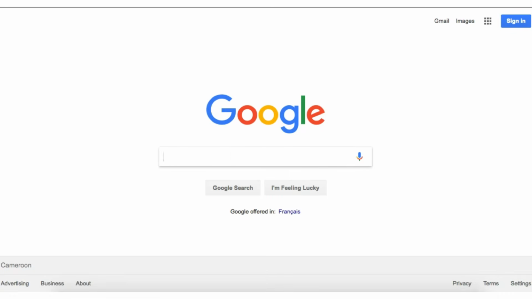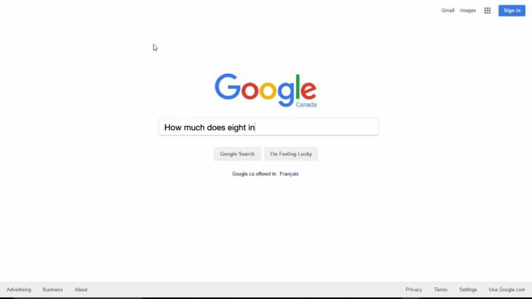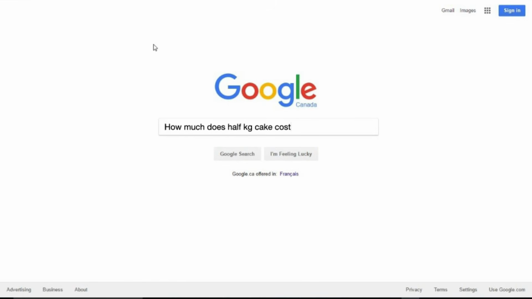Hey bakers! If you have ever wondered how much should I charge for my cakes? How much does an 8-inch cake cost? How much does a half-kilo cake cost? How much should I charge as a beginner?